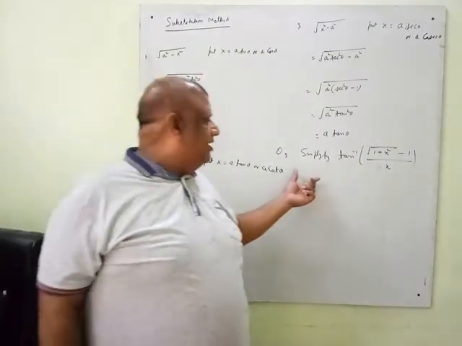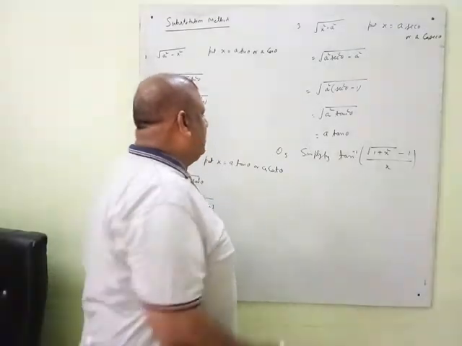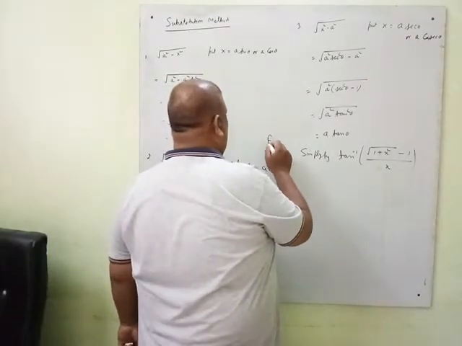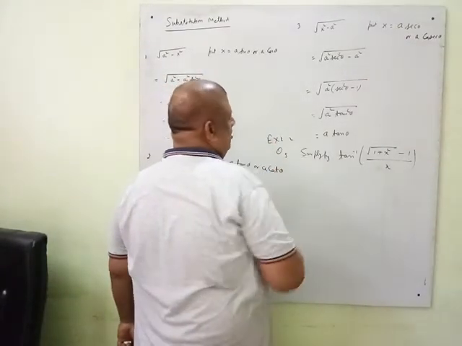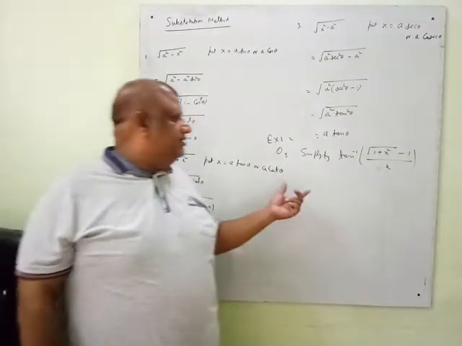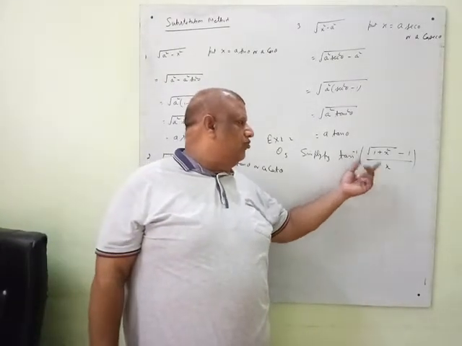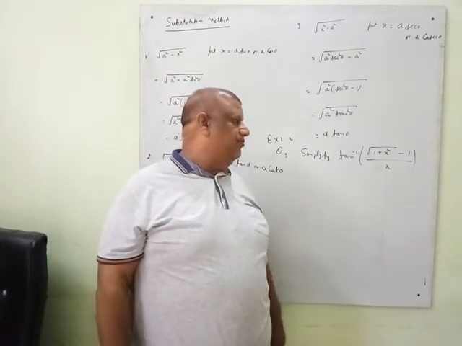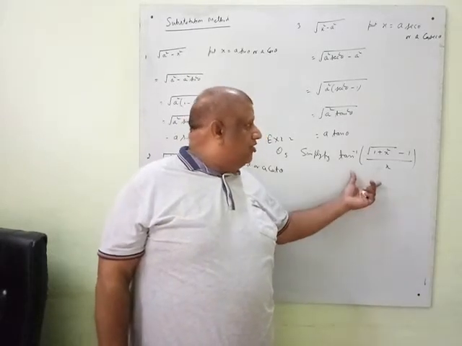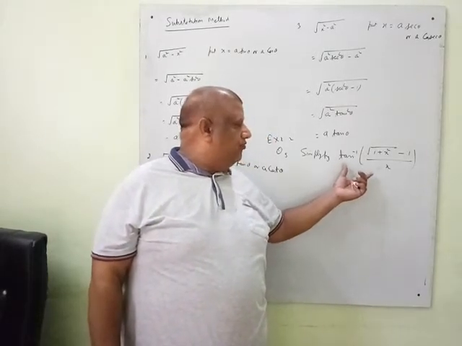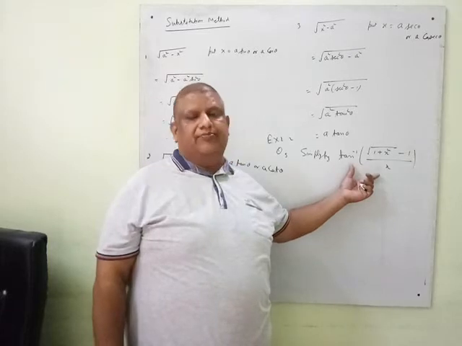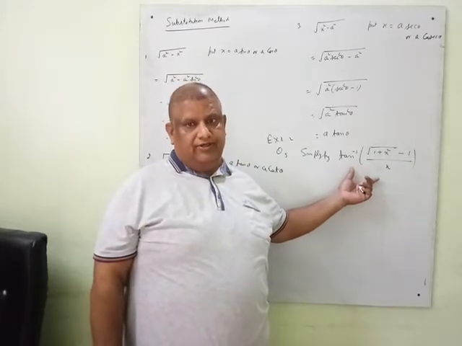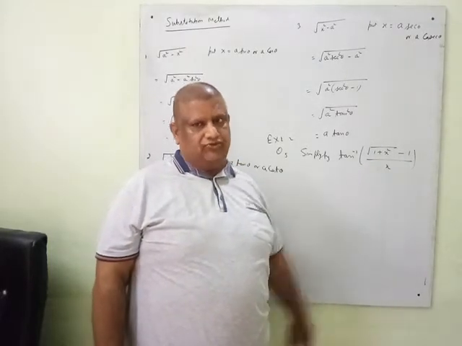For example, I am taking question number 5, an NCERT question of exercise 2.2. The question is: simplify tan inverse of under root of 1 plus x square minus 1 upon x. Dear student, we also find this type of question in chapter number 5 in differentiation. Same question and same substitution.